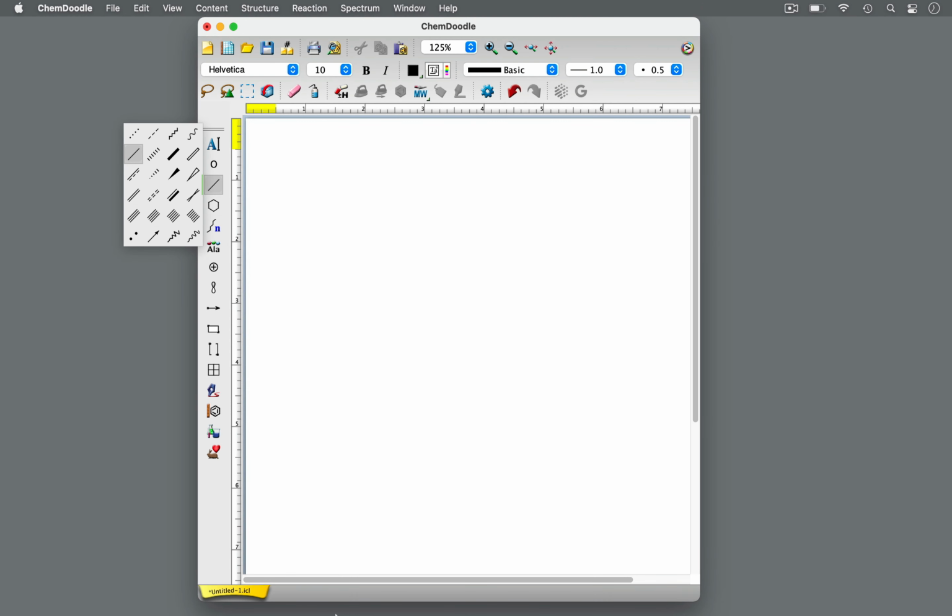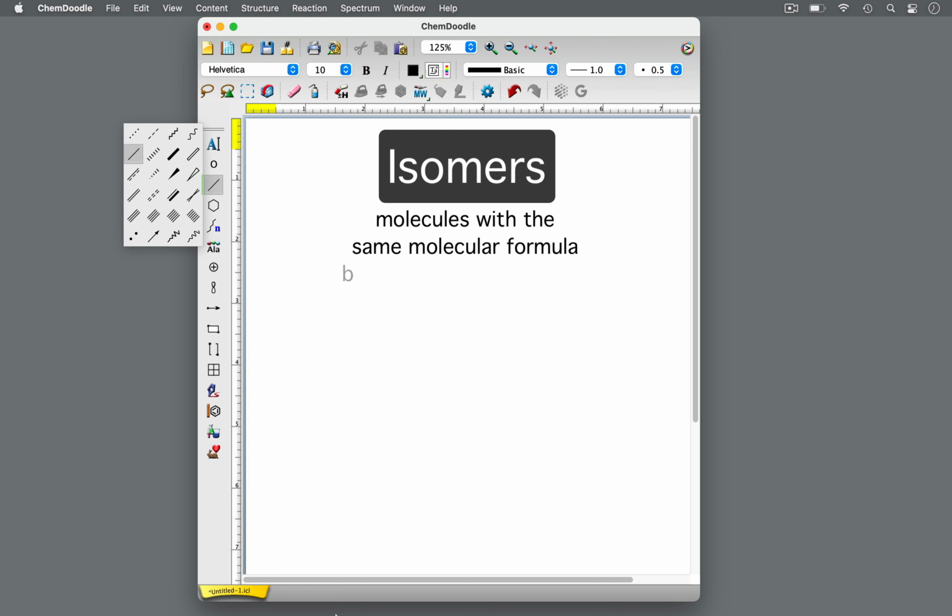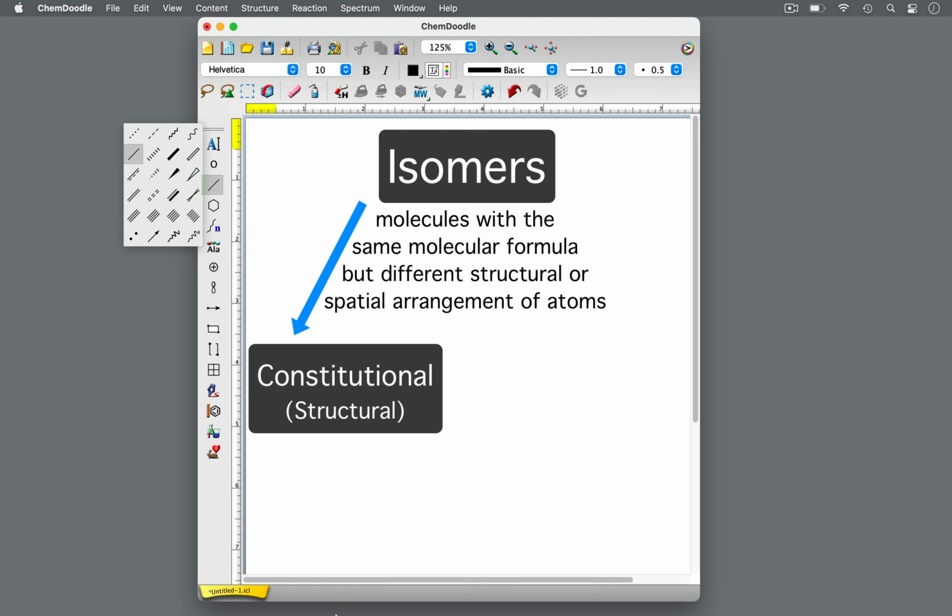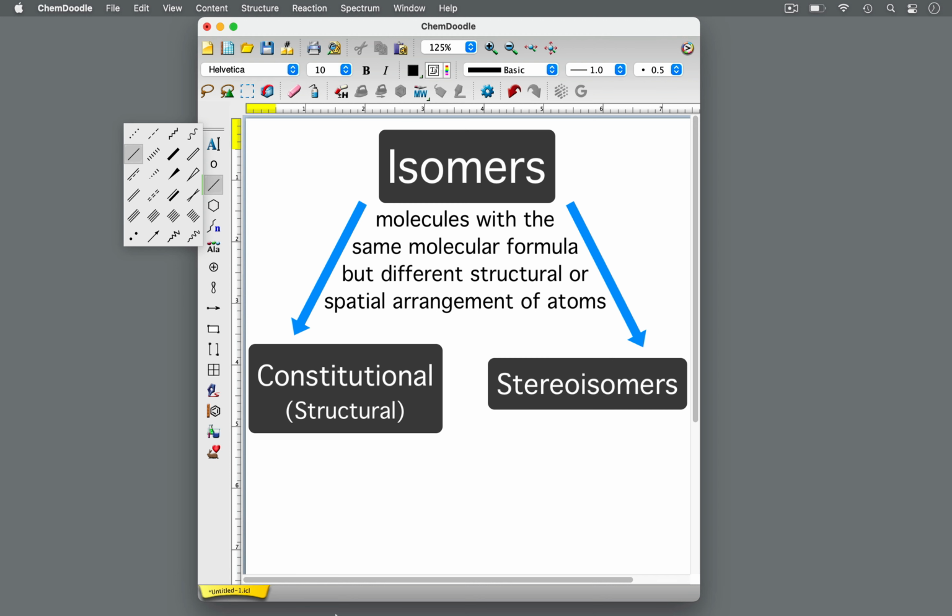Let's learn about differentiating basic geometric isomers using the cis-trans convention. Isomers are molecules with the same molecular formula but different structural or spatial arrangement of atoms. These differences influence the molecule's physical or chemical properties. There are two primary types of isomers: constitutional or structural isomers and stereoisomers.